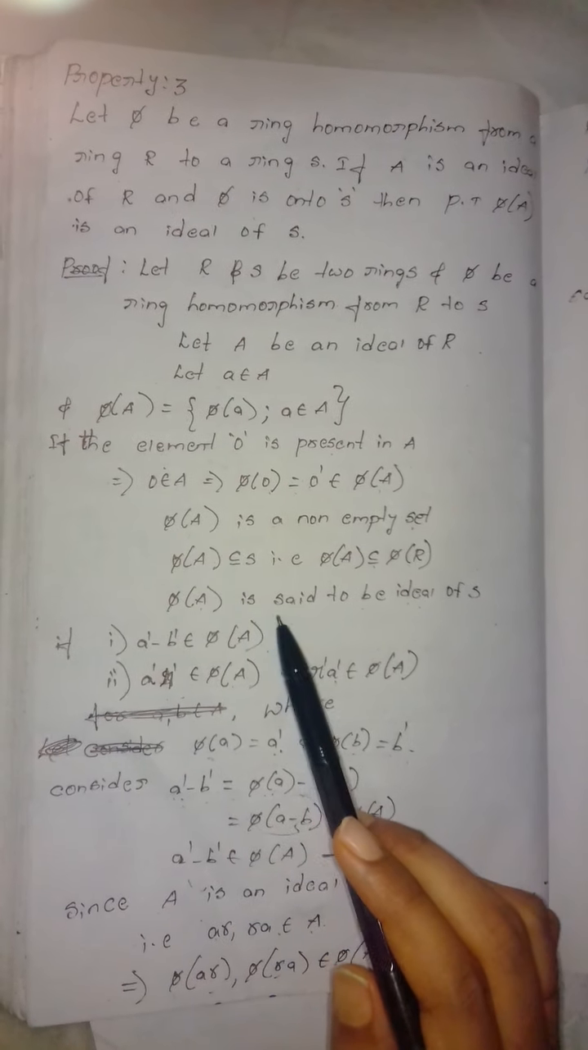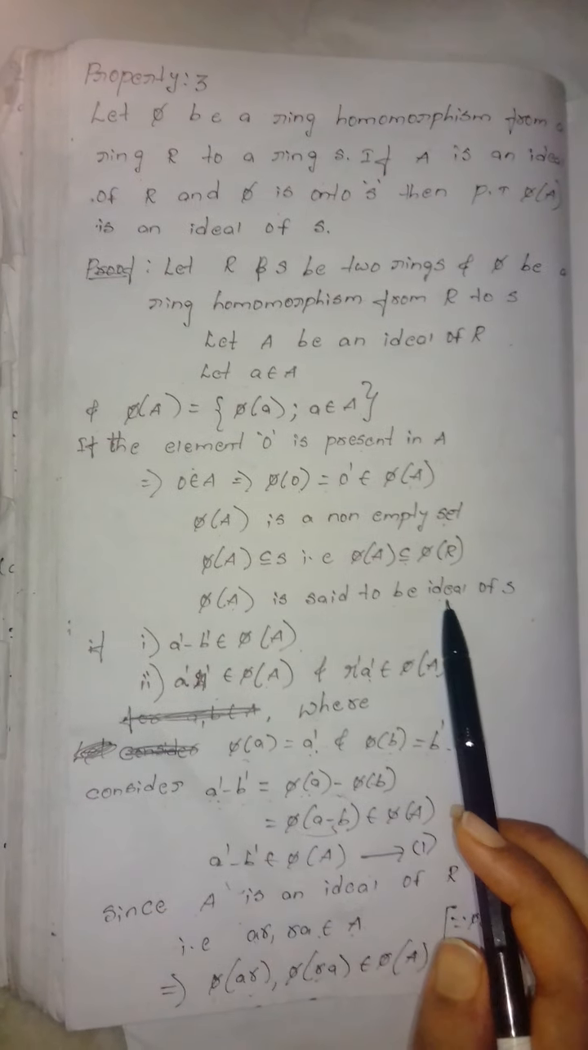Now we have to prove pi of A is an ideal, which means two conditions. The first one: A dash minus B dash belongs to pi of A. The second condition is the right ideal and the left ideal. Here pi of a equals A dash and pi of b equals B dash. We are proving the first condition, A dash minus B dash, where A dash equals pi of a and B dash equals pi of b. This can be written as pi of a minus b. The first condition is satisfied: pi of a minus b belongs to pi of A.